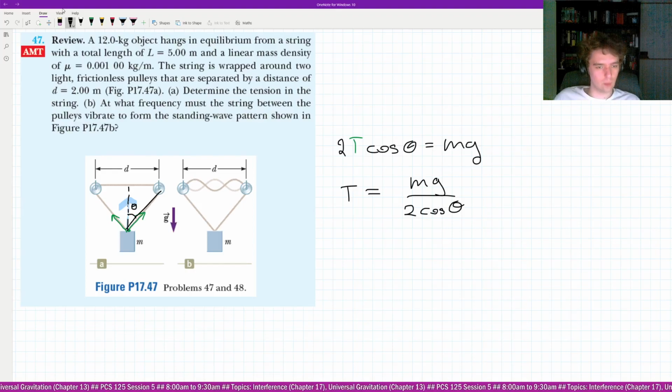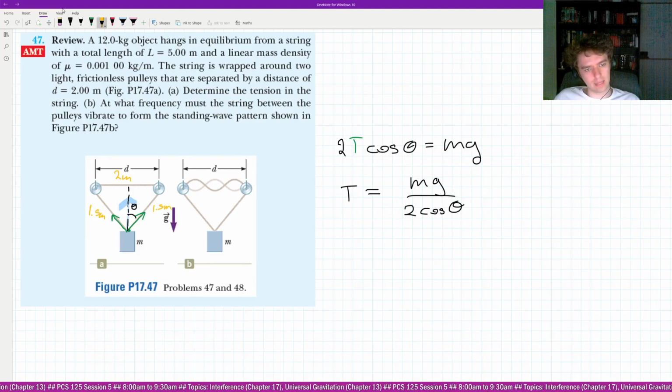Why is it 1.5? Because the whole thing is 5, and then d is 2. D is 2. And these are equal? Yes, those of the inclined ones are equal. Okay, yeah. So this is 1.5 meters. And this is 2 meters because the whole thing has to add up to 5. And that's 2. These are equal.